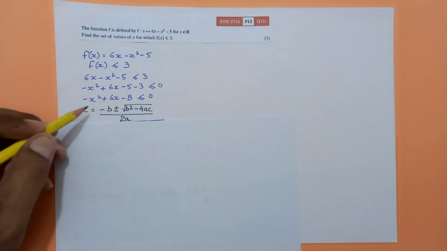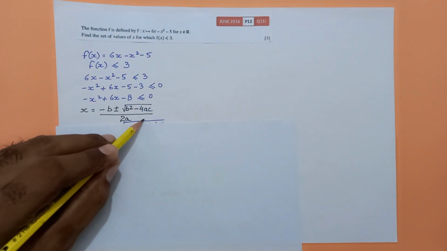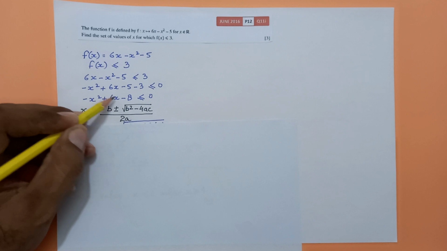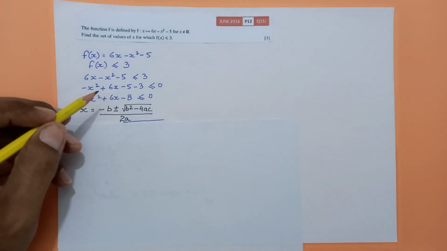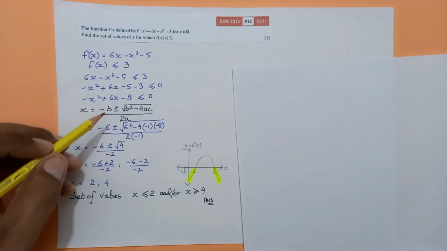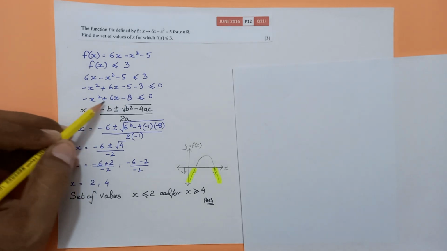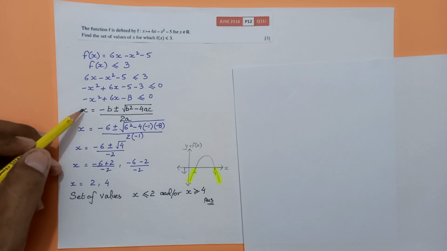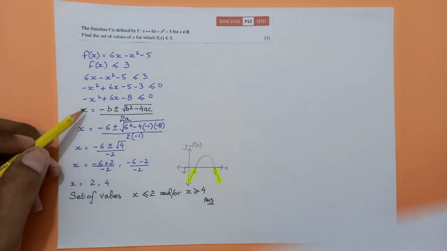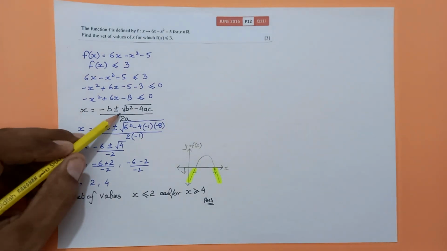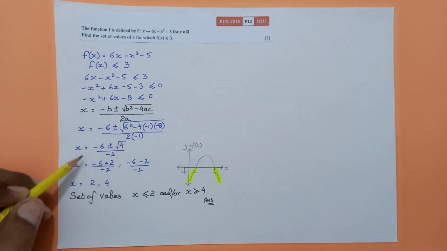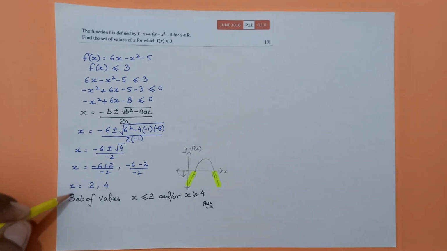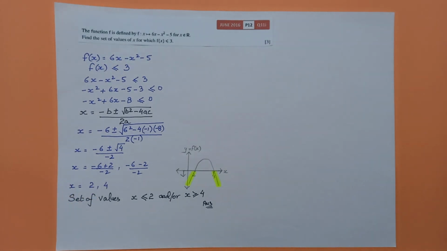According to the quadratic formula, the value of a is -1, the value of b is +6, and the value of c is -8. Just place the values of a, b, c, which are -1, +6 and -8, in the quadratic formula. After placing the values, simplify it, and after simplification you get the two values of x, which are x = 2 and x = 4.